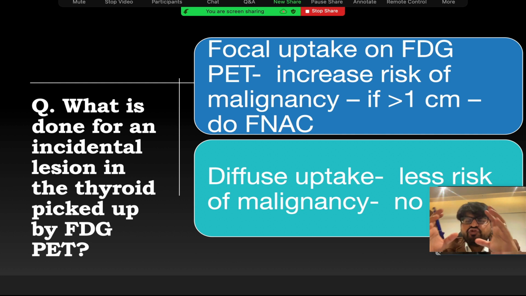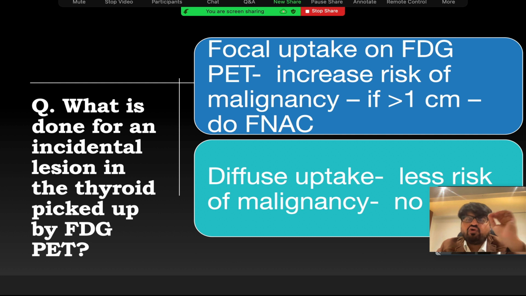However, if you find a diffuse uptake on a PET scan, it could suggest thyroiditis, right? Sometimes you find a diffuse uptake, and in that case, what I typically do is, after a few weeks, we do a thyroid pertechnetate scan in such patients and look for evidence of thyroiditis. And also thyroid function tests must be done in all these patients. But if you find a diffuse uptake, generally it is more likely to suggest thyroiditis rather than malignancy.